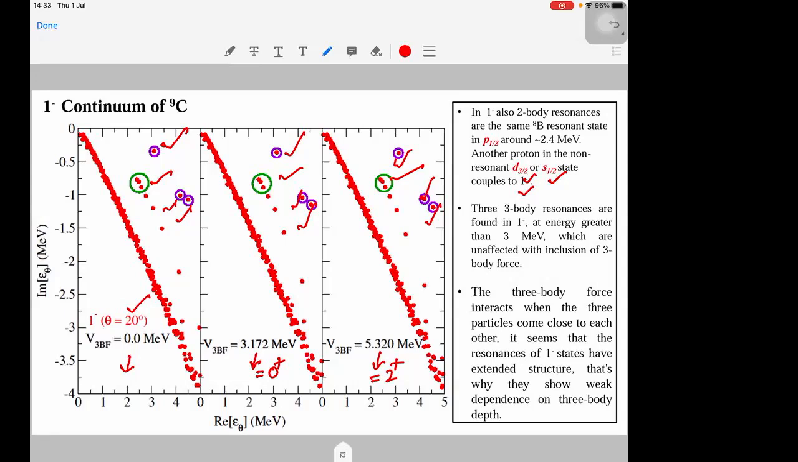Whereas in case of previous 0 plus and 2 plus continuum, those three body forces are based on the tuning of the bound states, which have more compact structure. So that's why we can clearly see the effect of three body force or three body strength in 0 plus and 2 plus states.